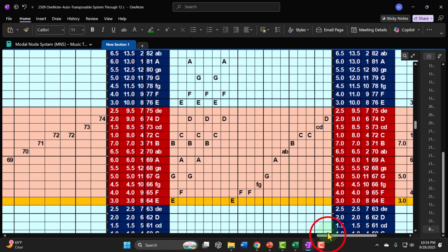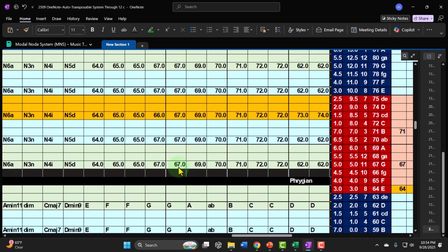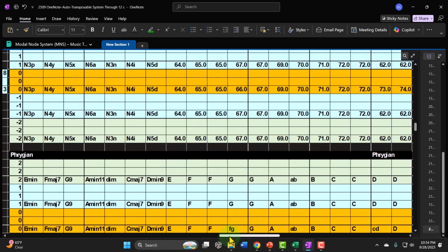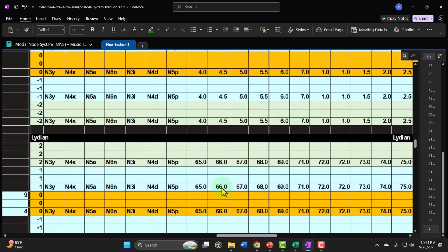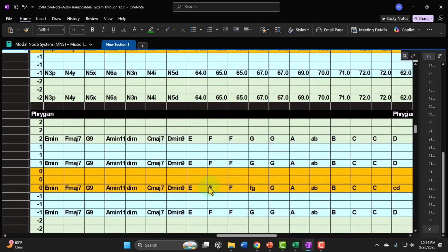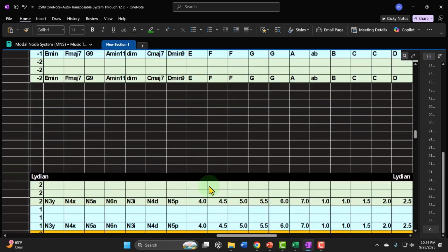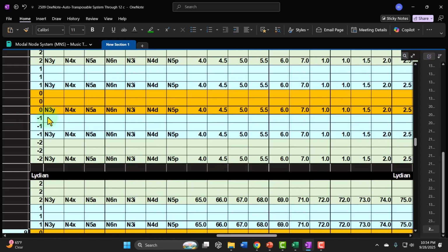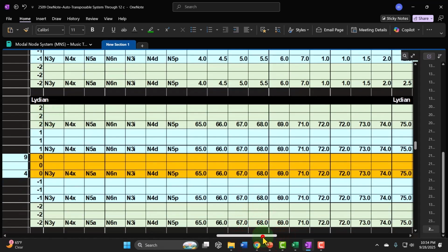All right, and then if I go back here again, we can say, okay, so then what did I just do? The Phrygian, the Lydian, same thing. We shifted up from the Ionian to the Lydian. So now we've gone up to the Lydian, and we map that out over here.